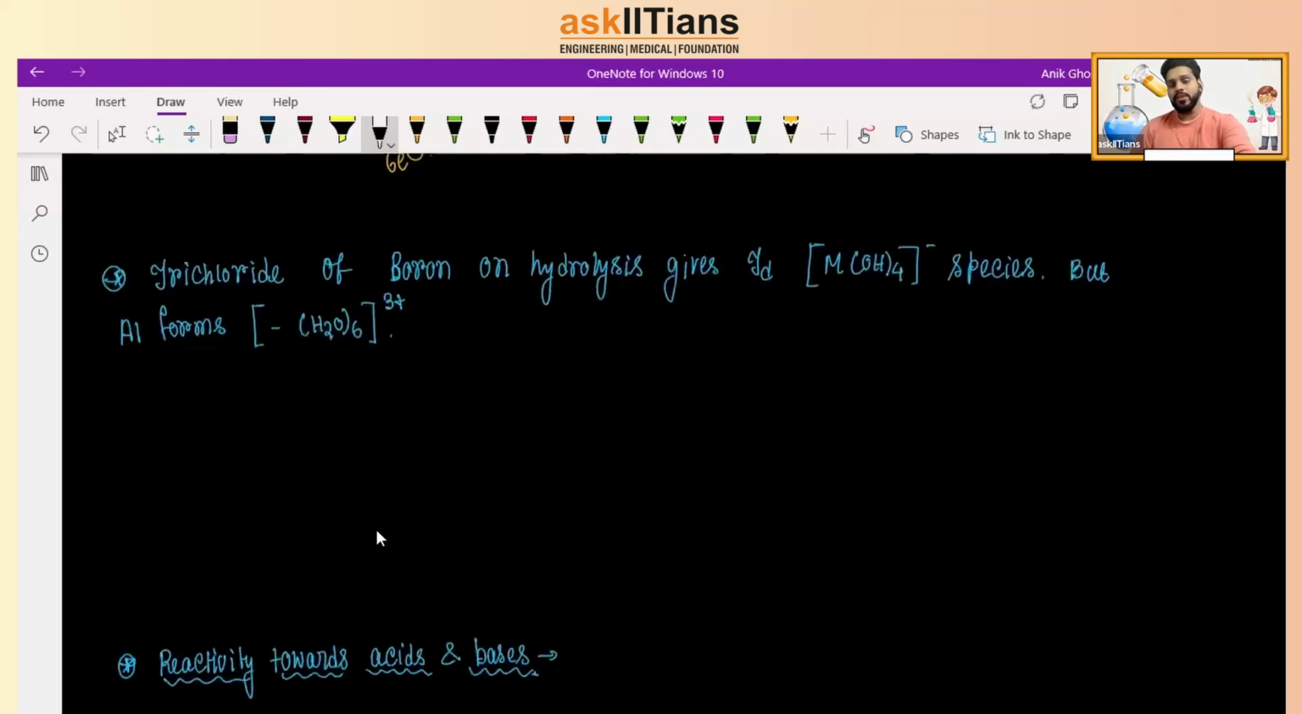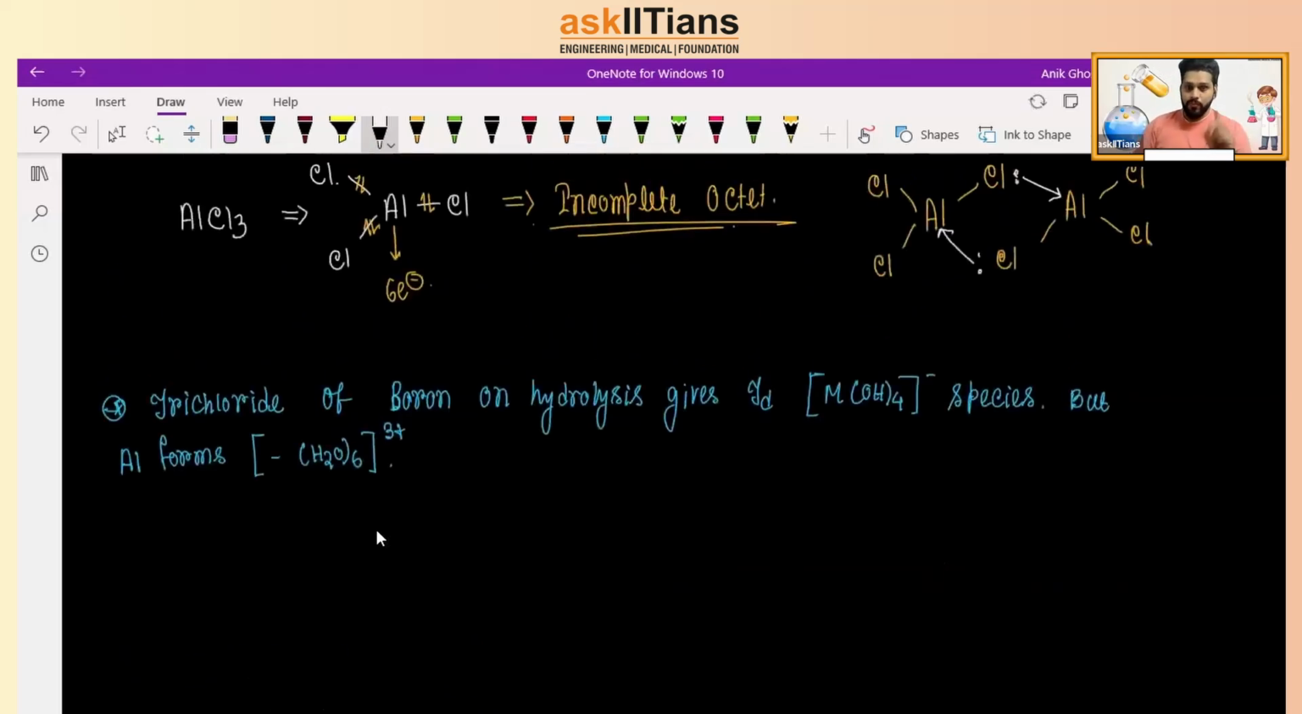Now, coming to the next question: trichloride of boron on hydrolysis gives B(OH)4 minus, but aluminium forms [Al(H2O)6]3+. You already know the reason, isn't it, guys? Still, try to answer the question here. Why does it happen? Because boron has a 2s2 2p1 electronic configuration.